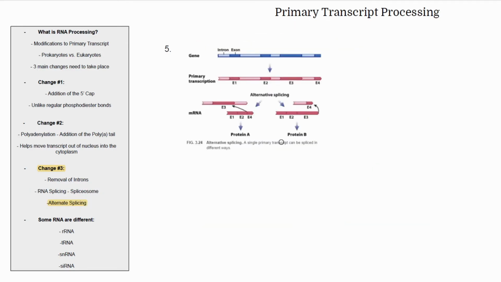When it comes to RNA splicing, an event can take place called alternate splicing or alternative splicing. This is when a single primary transcript can be spliced in different ways to yield different products. In this example, this primary transcript has exons E1, 2, 3, and 4. With alternative splicing, we can have either E1, 2, 4, or we can have E1, 2, and 3. Now each scenario yields two different proteins.